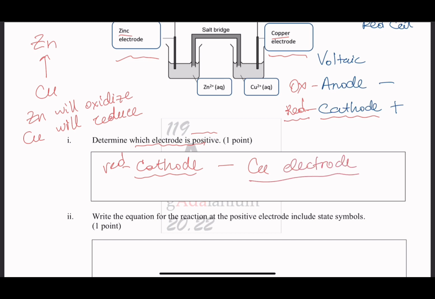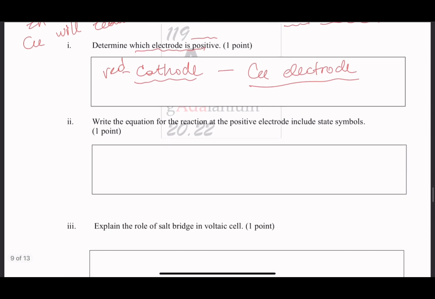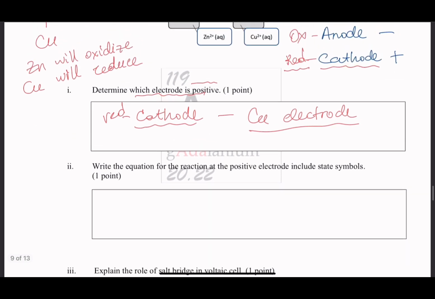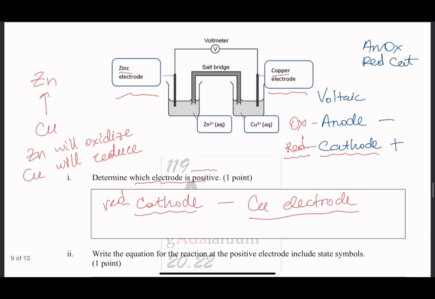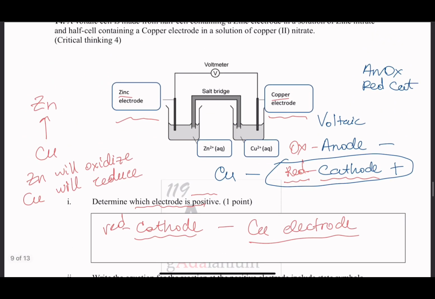Okay, that's the answer. Write the equation for the reaction at the positive electrode. So we're looking at the positive electrode. Positive electrode is the cathode, and we know that this is copper. So we know that copper has a +2 charge, and positive electrode means that the reduction happens. The copper inside this is reduced and sticks to the wall of this electrode. Okay, it sticks to the wall.